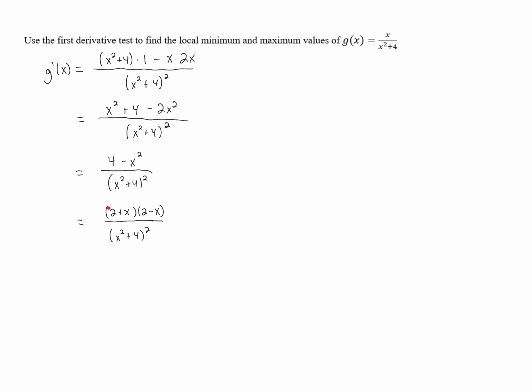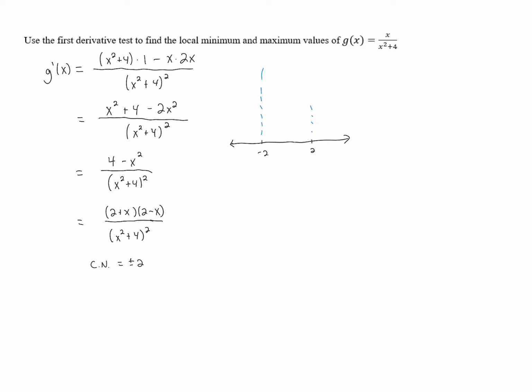The first factor is equal to 0 when x is negative 2, and the second factor is equal to 0 when x is positive 2. So our critical numbers are going to be positive and negative 2. Now let's set up a sign chart here. We've got negative 2 and positive 2 as our critical numbers.